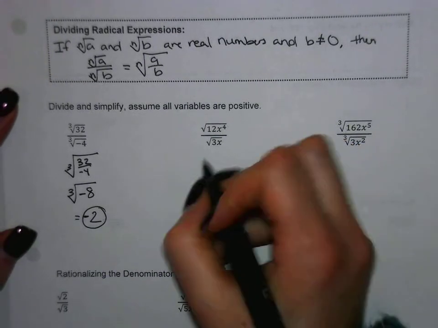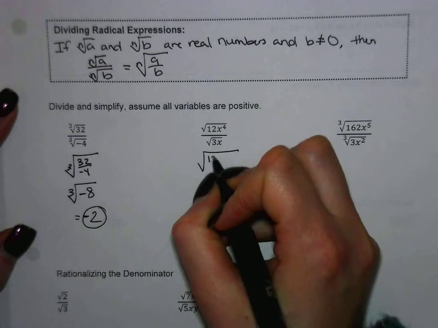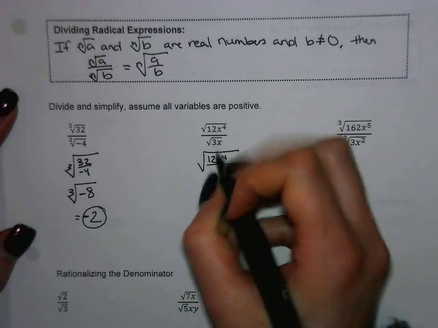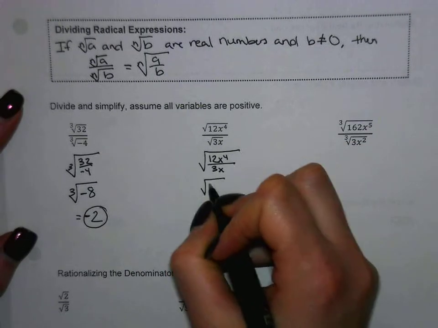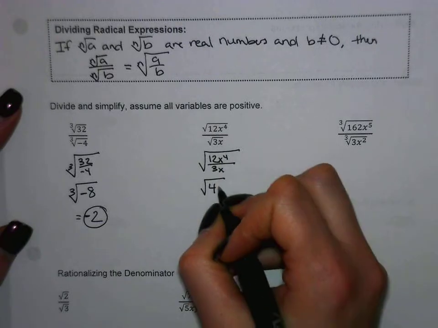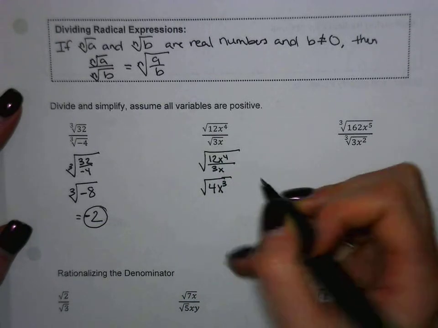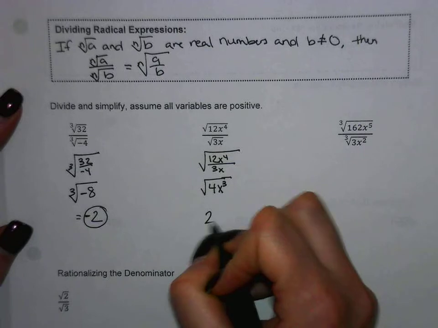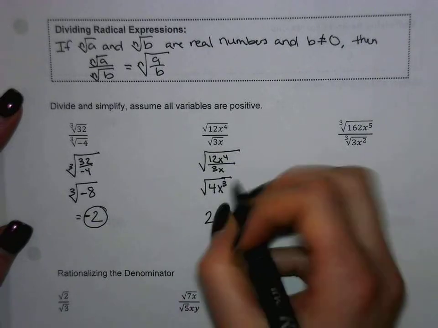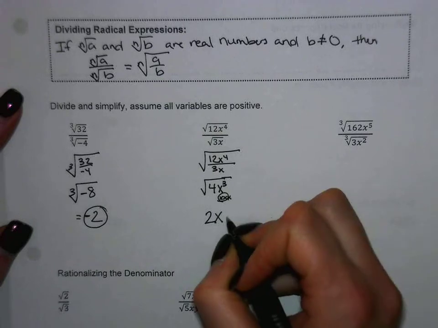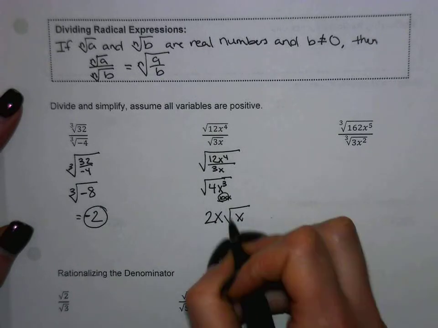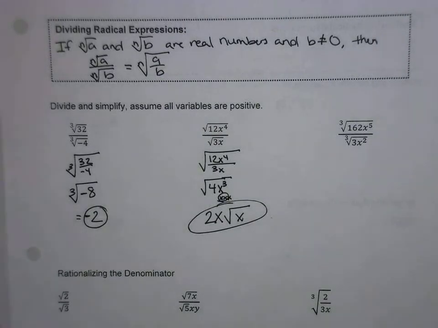For the second one, we have the square root of 12 times x to the 4th divided by 3 times x. 12 divided by 3 is 4. x to the 4th divided by x is x to the 3rd. The square root of 4 is 2. We have 3 x's, so we can take one group out, and we're left with 1 x. So 2x times the square root of x.